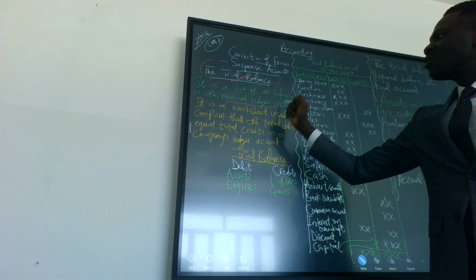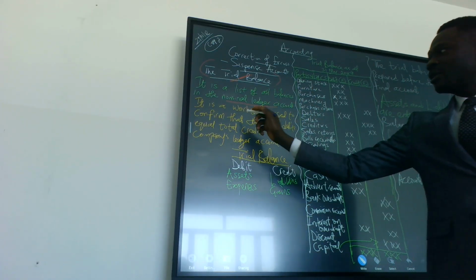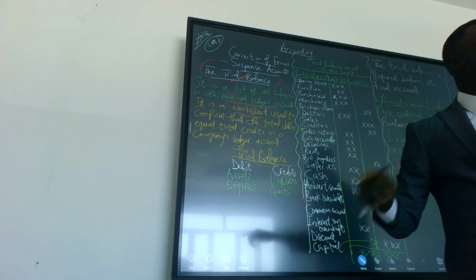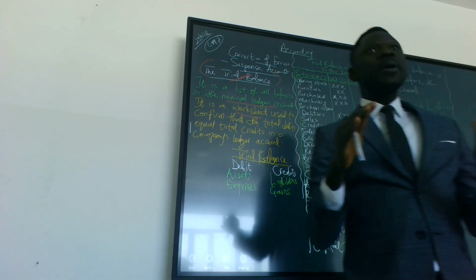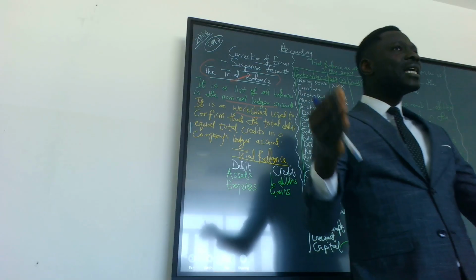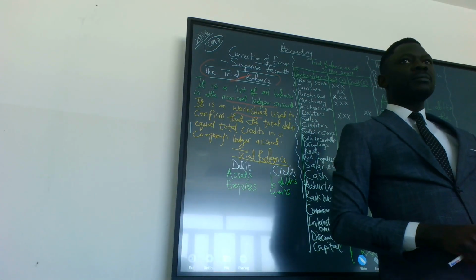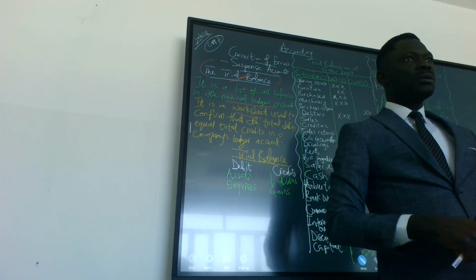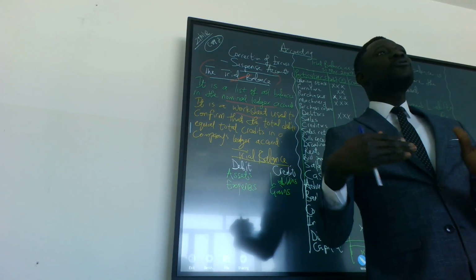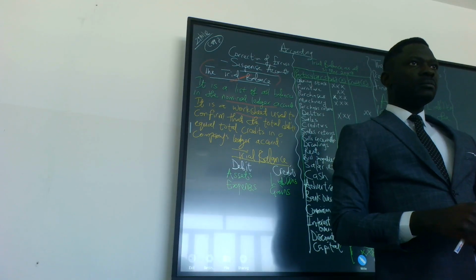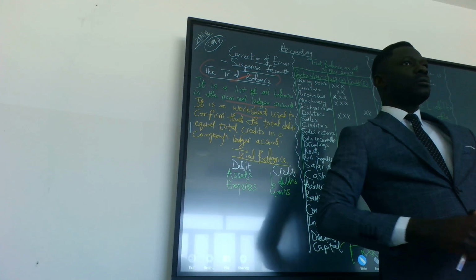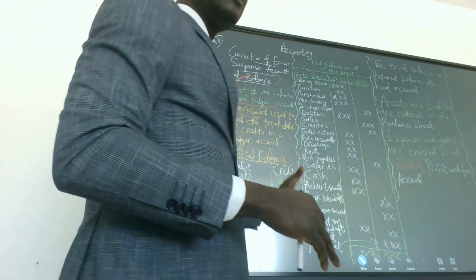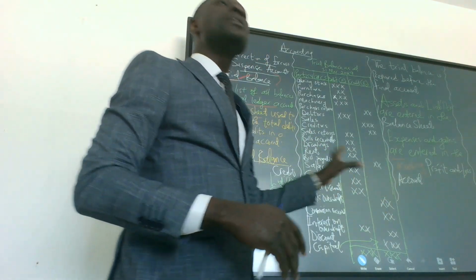So a trial balance is what? A list of all balances in the nominal ledger. It is a worksheet used to confirm that the total debit equals the total credits of a company's ledger account. So as soon as you prepare your trial balance, both the debit side and the credit side must give us the same figure. So if it gives us the same figure, then we can go ahead to prepare the final account. If not, then we have to open a suspense account until we find the error. Do you understand? Any question up to now? So I think we understand what a trial balance is here. It's a list of all balances from the nominal ledger.